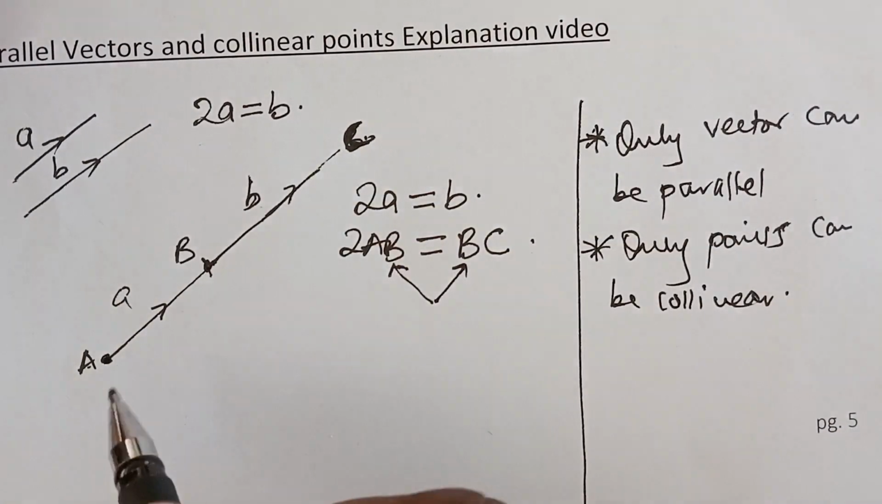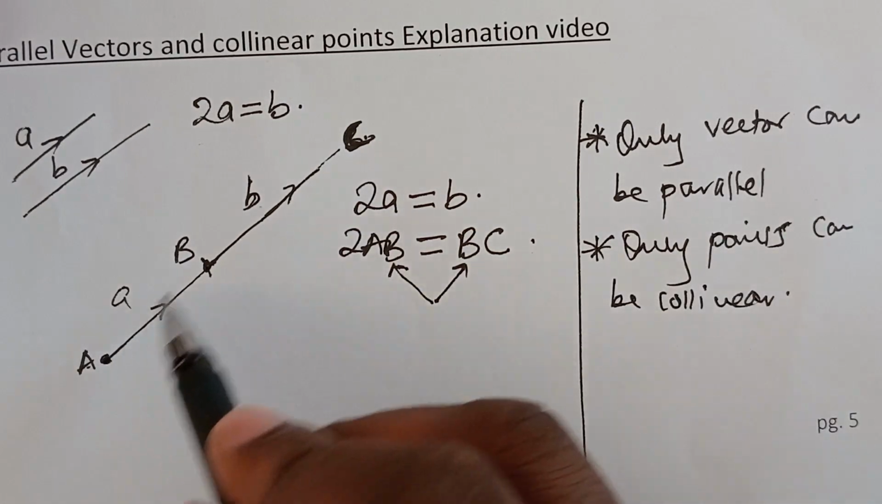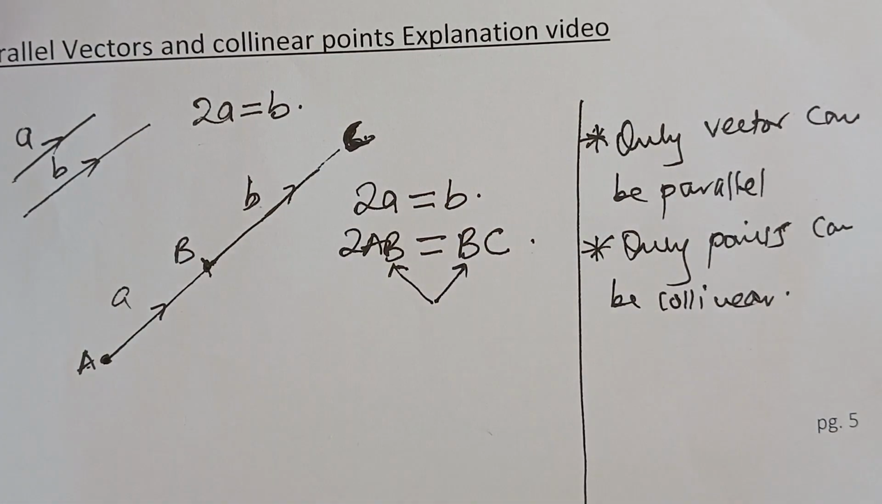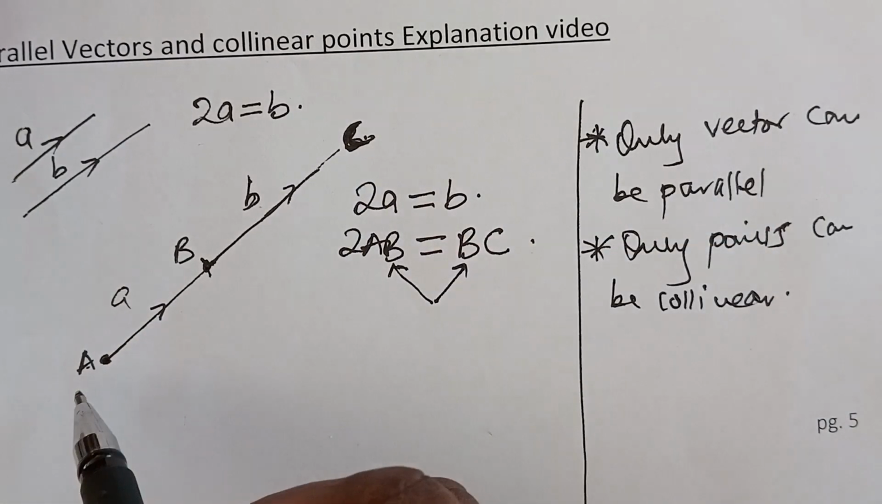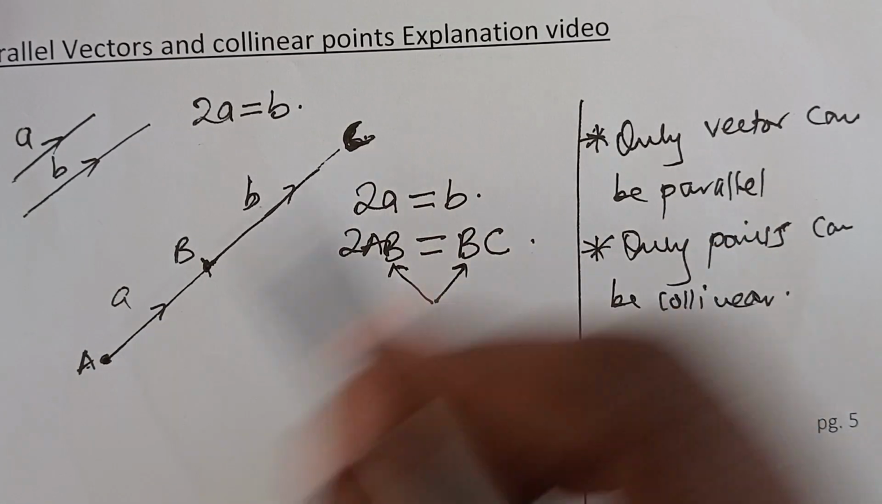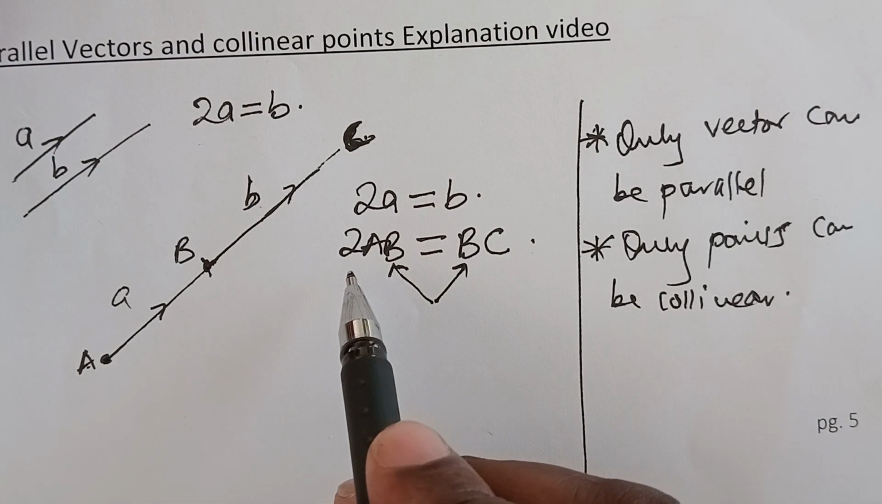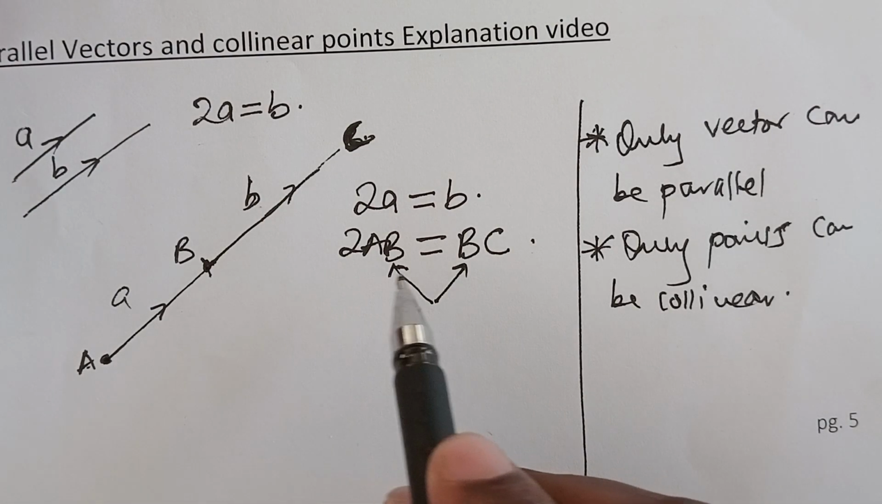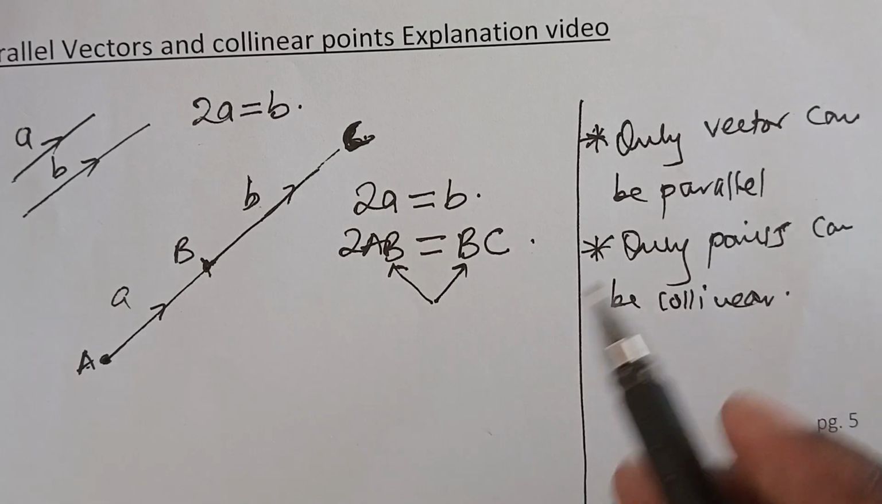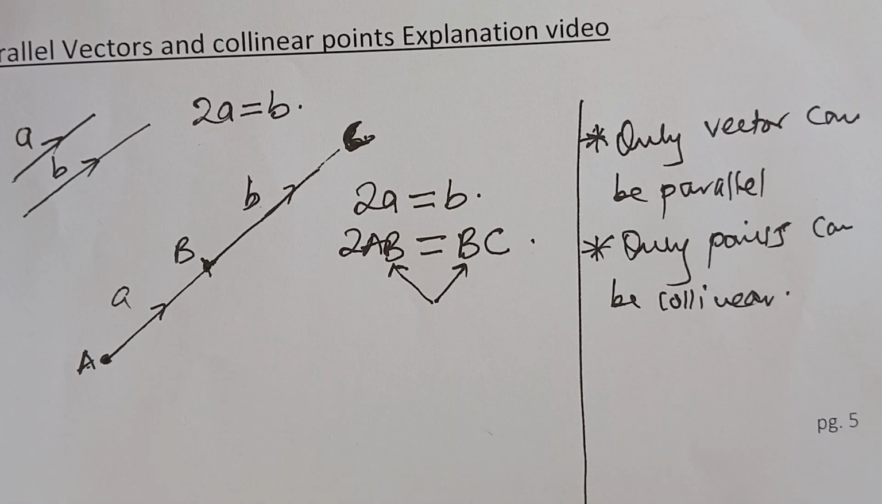AC is a straight line, but within AC we have vector AB and vector BC. We could also have vector AC and vector AB. We have several vectors there. But if we are able to express those vectors as parallel vectors, and they have a point in common, then the 3 points are collinear.